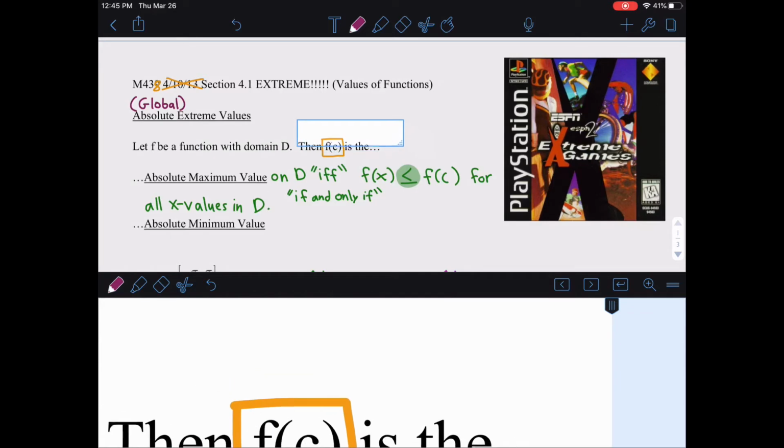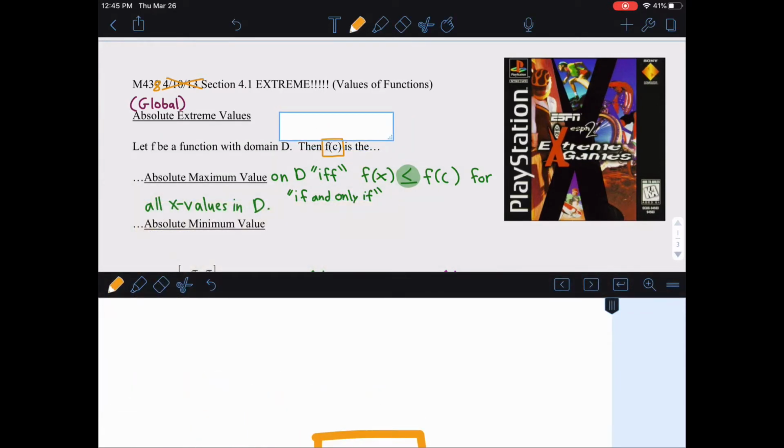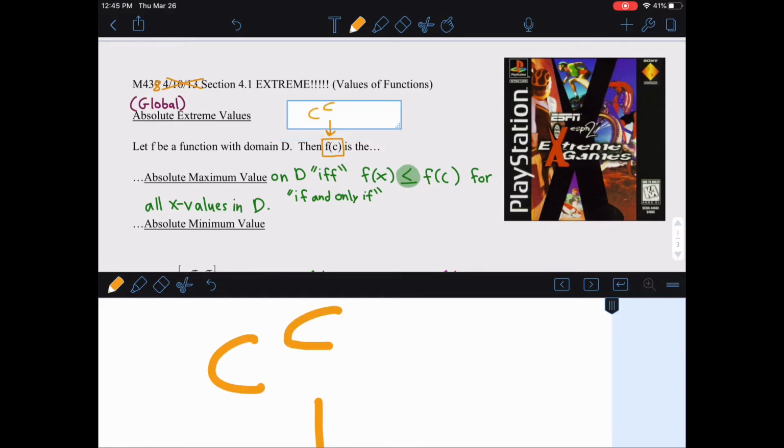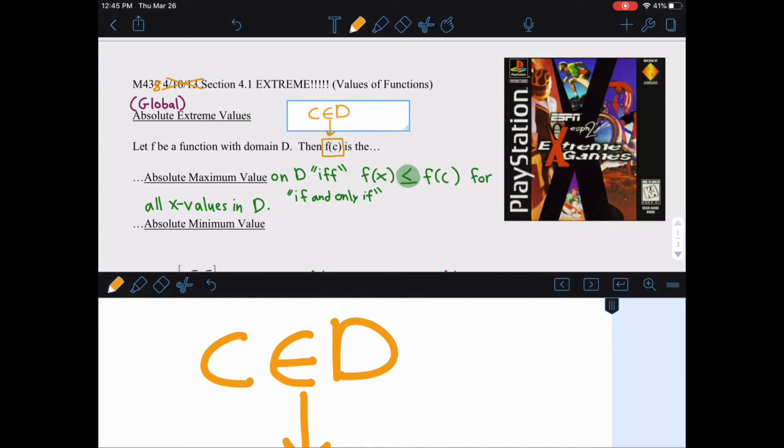Then f of c. Now, a lot of letters here, so we should establish right away that c is an element of the domain. I always mess that up. I think it's like this actually. I think this is notation we've seen before, right? That symbol there is supposed to mean "an element of." So c is some x value in the domain of this function.